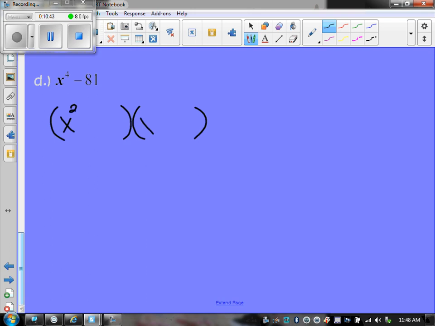Could I do an x squared in each of them? Right? Couldn't I do that? X squared times x squared would be x to the fourth, which is what I need. So now I just have to figure out how to break up that 81. What's the square root of 81? 9. 1 positive, 1 negative.